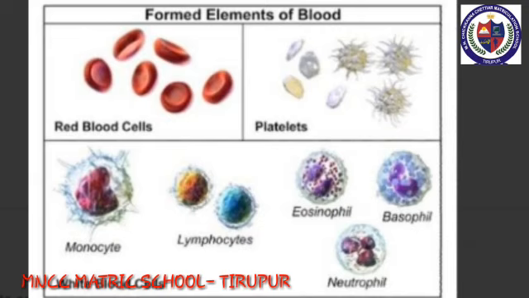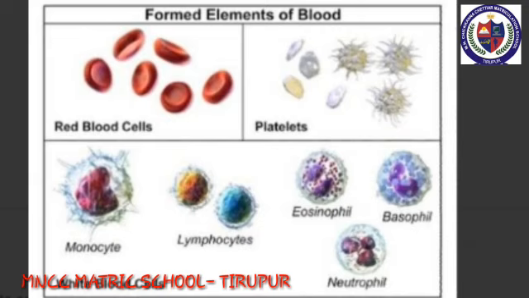Agranulocytes. Granules are not found in the cytoplasm of these cells. The agranulocytes are of two types: lymphocytes and monocytes. Lymphocytes are about 20 to 25% of the total leukocytes. They produce antibodies during bacterial and viral infections. Monocytes are the largest of the leukocytes and are amoeboid in shape. These cells form 5 to 6% of total leukocytes. They are phagocytic and can engulf bacteria.